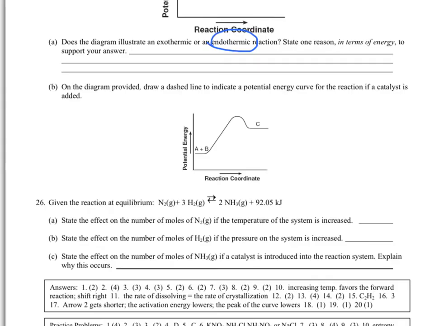Question number 26 looks at a system at equilibrium. That equilibrium, we'll assume again, is like a seesaw that is perfectly balanced. In part A, we're looking for what happens when we increase the temperature. Notice the temperature is a product. So if I increase something on this side, the seesaw will dip in this direction. So that means that equilibrium is going to shift to the upside, which is left.